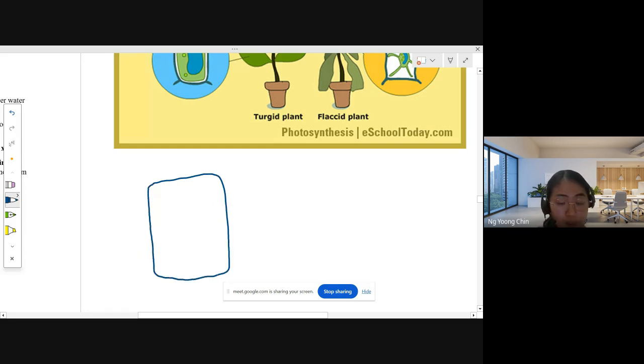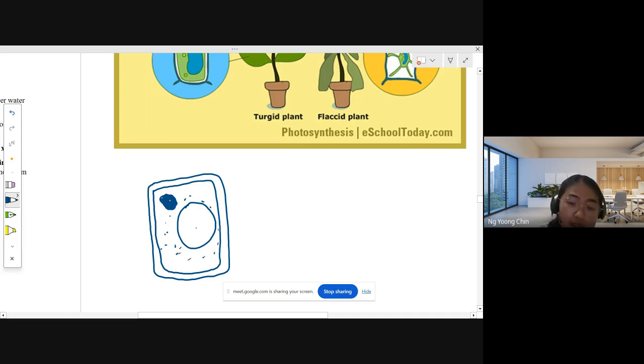Okay, remember that the plant cell is always rectangular in shape. This is because they have a rigid cell wall, a very rigid cell wall, like this. And then with a very large vacuole here, and a big nucleus, and cytoplasm here.